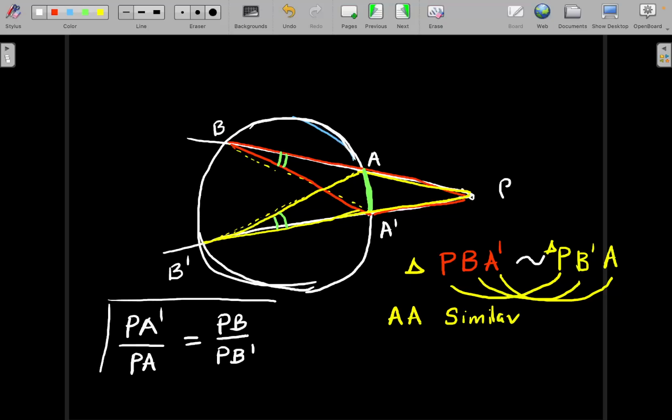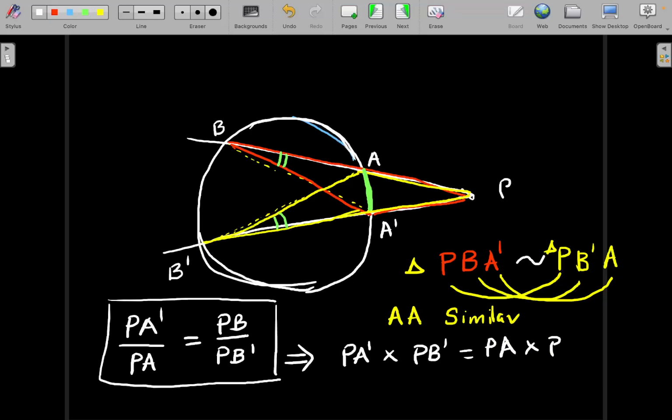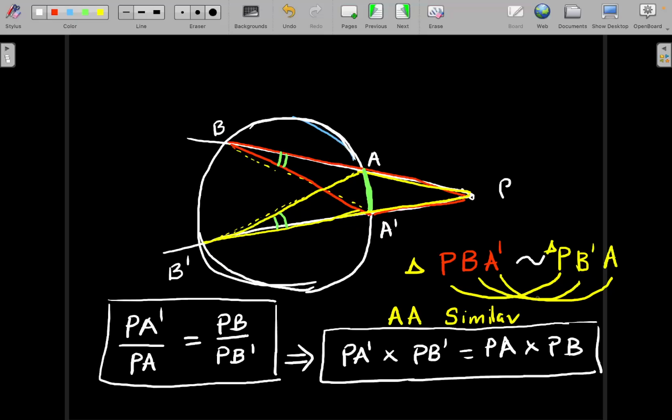This is a direct consequence of the similarity of the two triangles, and immediately one notices by cross multiplication that PA' into PB' is equal to PA into PB, and that is a proof of the power of the point theorem.